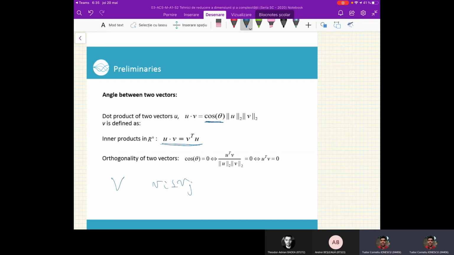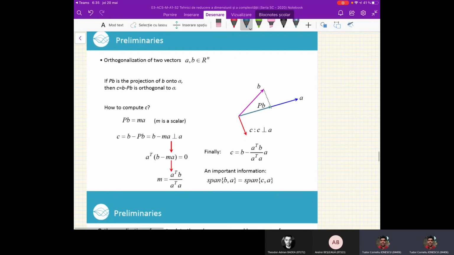Orthogonality means that you would like the cosine of this angle to be 0. So where is the cosine of the angle 0? Unless it's half pi and multiples of half pi. So that's what orthogonal means. PB is the projection onto A.